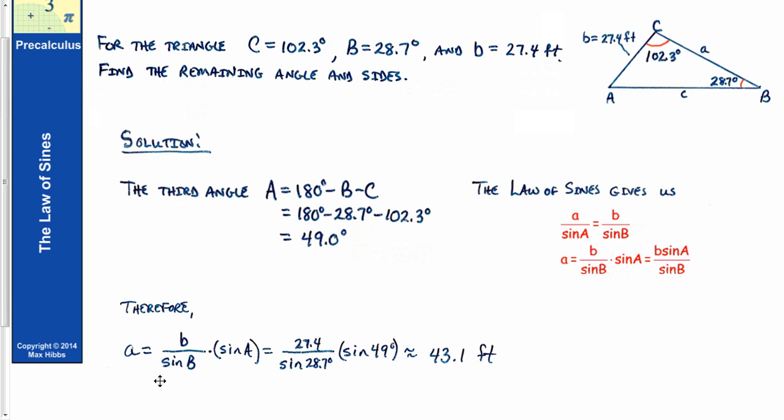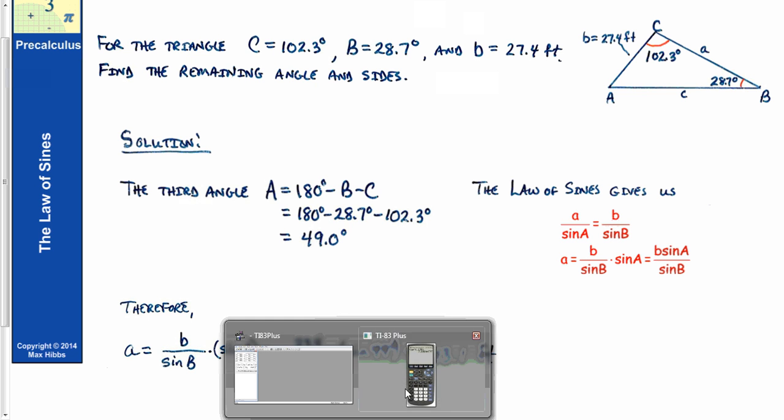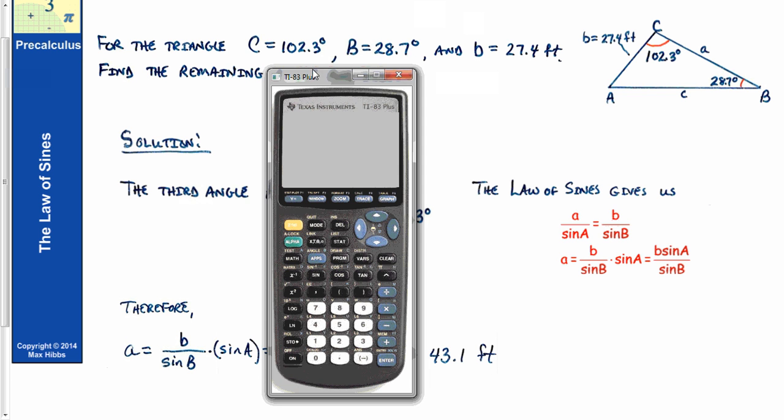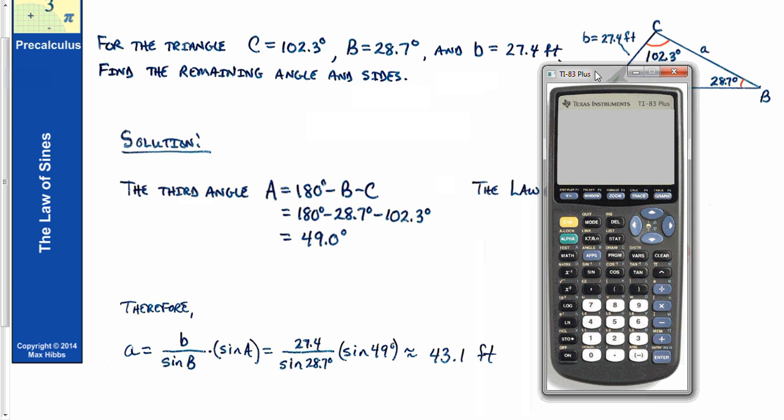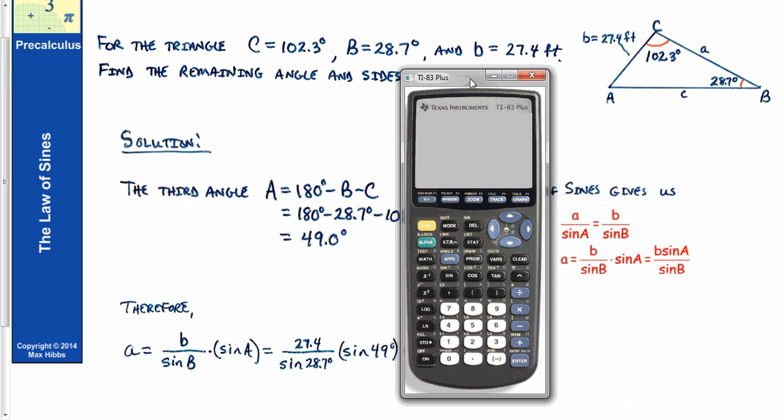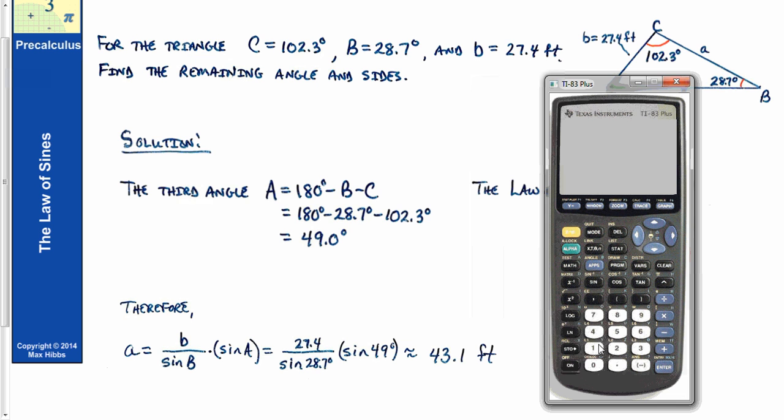So using this information, side A is B over sine B, which comes from here, times the sine of angle A. And we know B is 27.4. And we know angle B is 28.7 degrees. And we know angle A is 49 degrees from our above calculation. So we just go about and do that computation. It's not that big a deal. Probably the way I would do it is I would use the form that I've got here, just so that I have it all together.